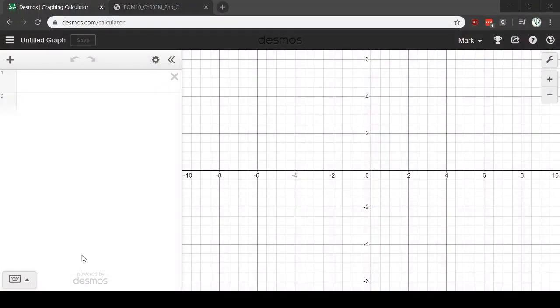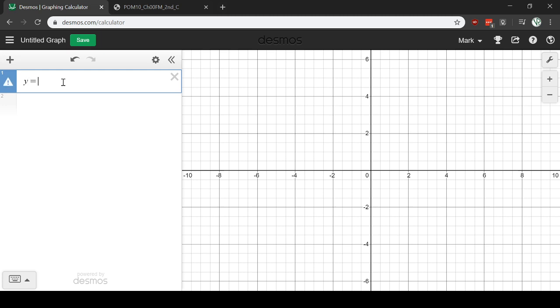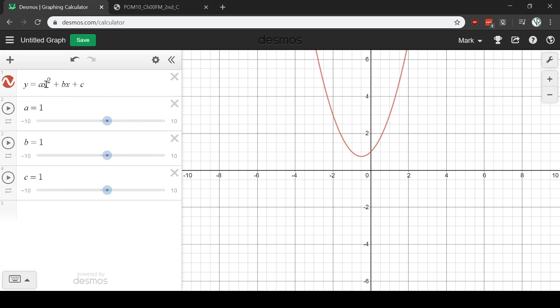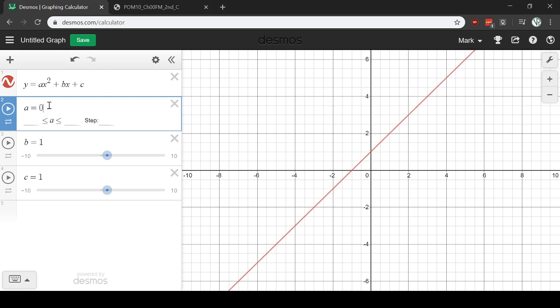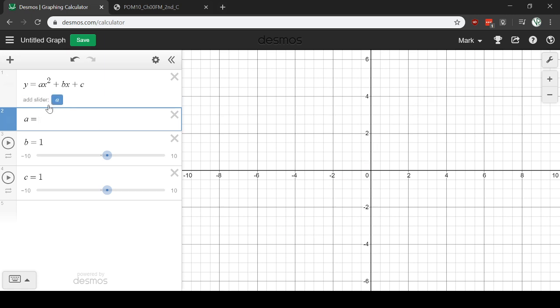Okay, so looking at Desmos, the concept here is the idea of a parabola. So we're moving away from lines, and these parabolas have equations that are y equals ax squared plus bx plus c. This is our standard format for it. So a, b, and c are all numbers. The only restriction is that a can't be 0, because if I set it to 0, I get a line, and we don't want lines. So a has to be anything but 0.